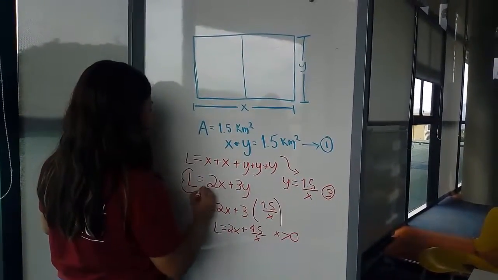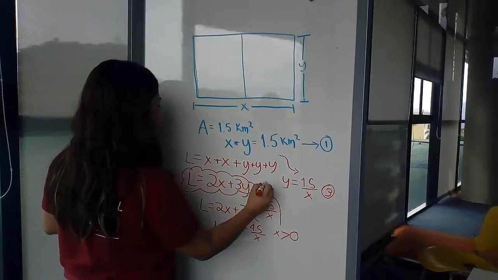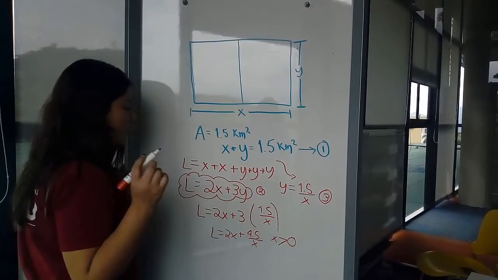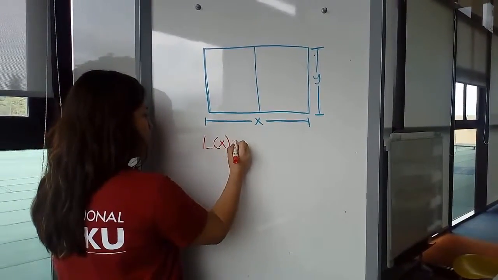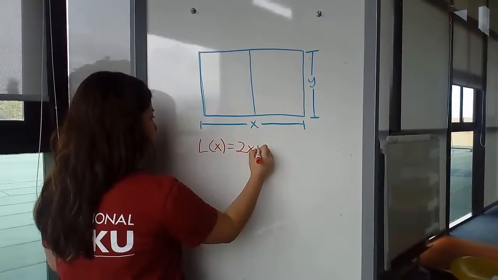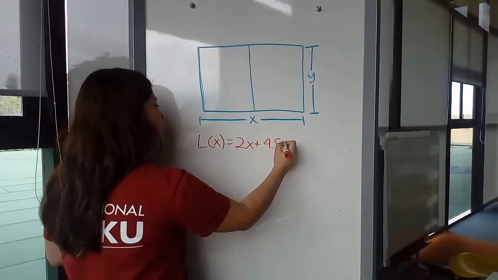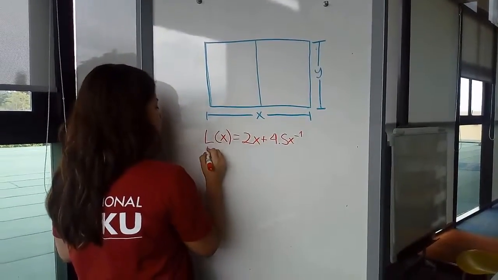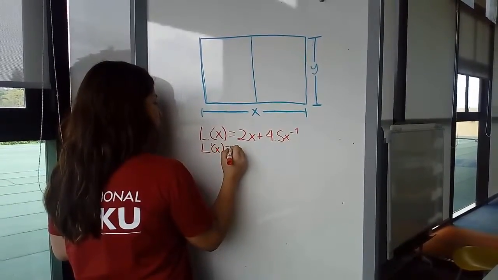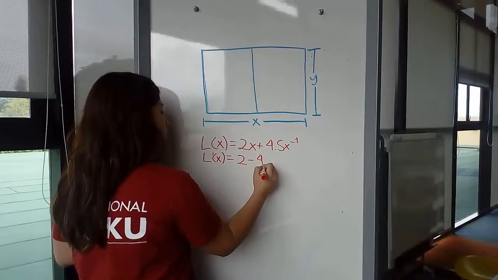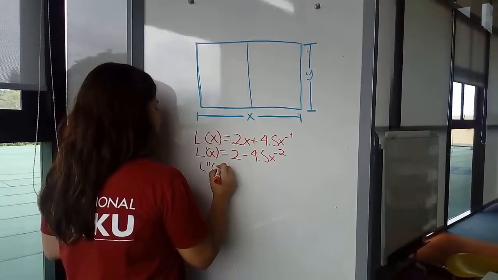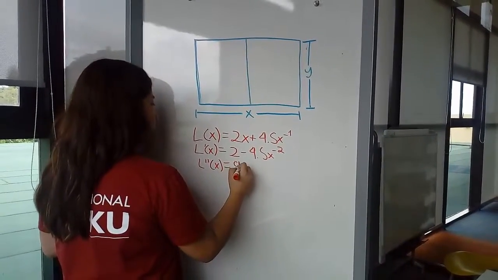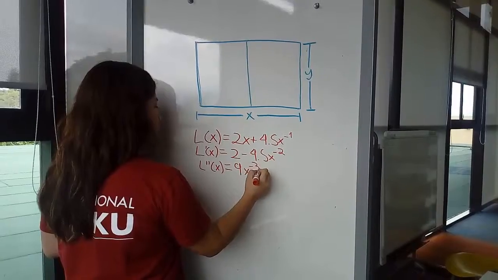Then we rewrite it as L in function of x is equal to 2 times x plus 4.5 times x to the minus 1, in order to facilitate the derivative. In the first derivative, after solving it, we get that L prime of x is equal to 2 minus 4.5 times x to the minus 2. After that, we get the second derivative for the verification. The second derivative is equal to 9 times x to the minus 3.